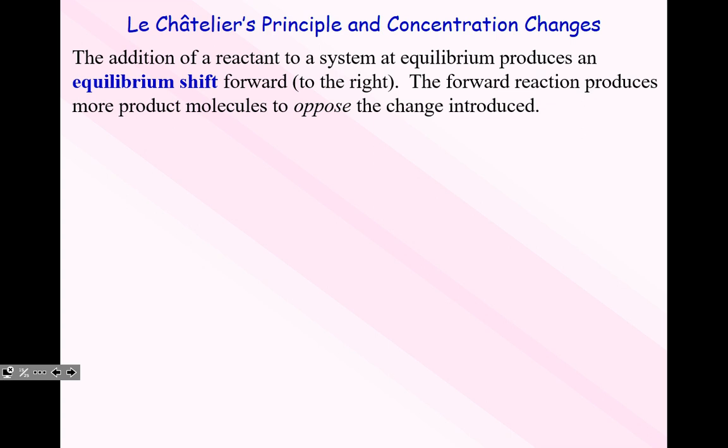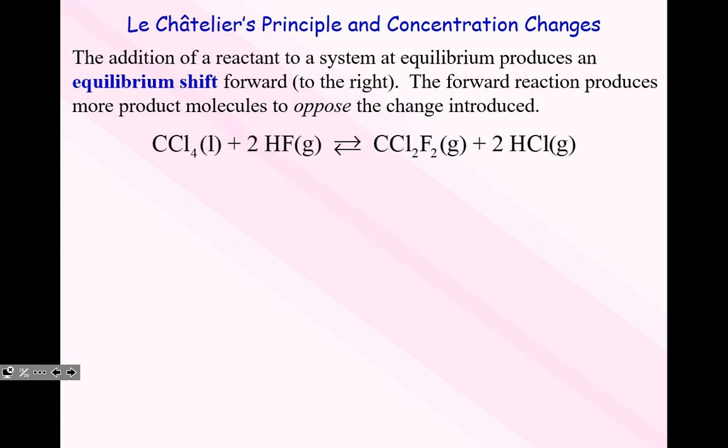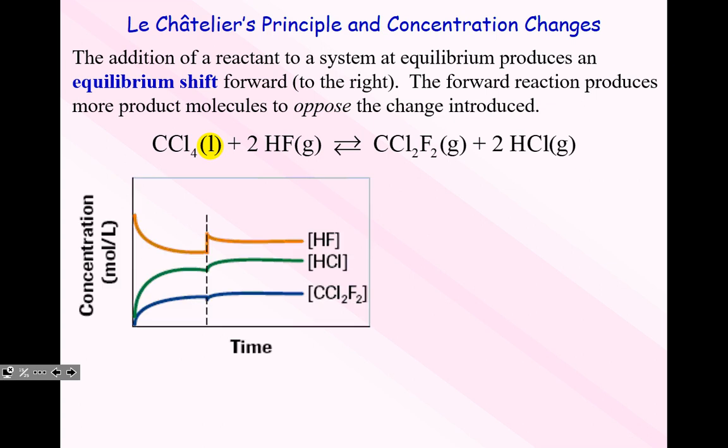So the addition of a reactant to a system at equilibrium produces an equilibrium shift forward or towards the right. The forward reaction produces more product molecules to oppose the change introduced. So here's an example. We're going to take that liquid away because that's not part of it. Here are our entities. We have one of our reactants and our products. And here's that spike. See the spike there? That's a spike, and this is a gradual curve.